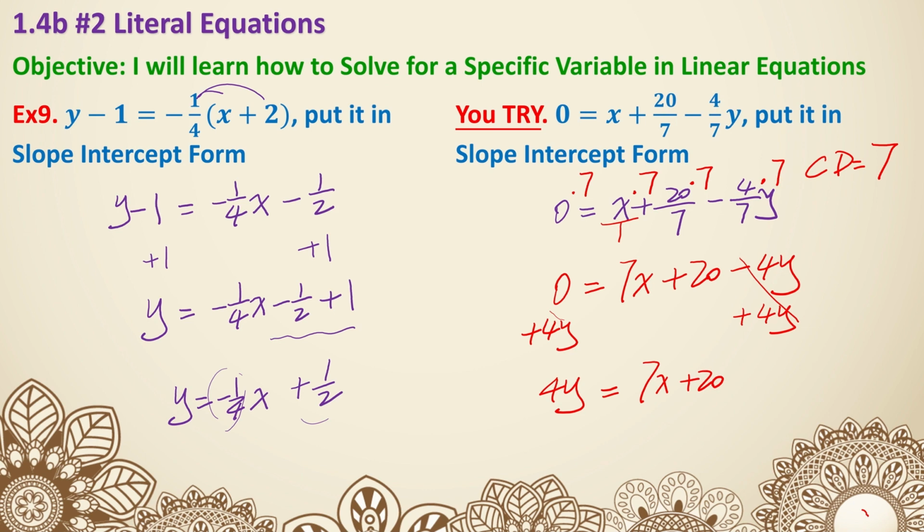So the y is already just on one side by itself, just with a number. Now we need to get rid of the 4. So divide everything by 4 separately. y equals 7/4 x plus 20 over 4, which is 5. Slope is 7/4. And the y-intercept is 5. And that is example 10.